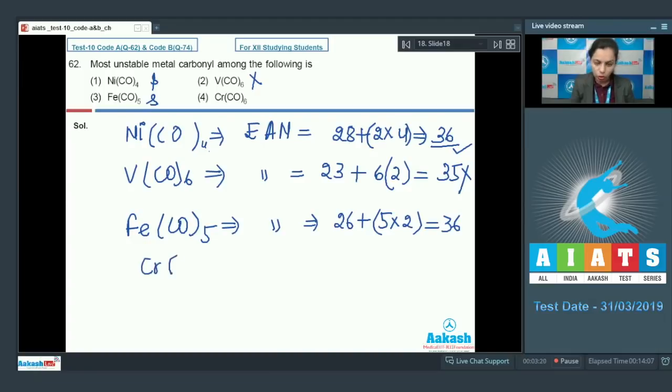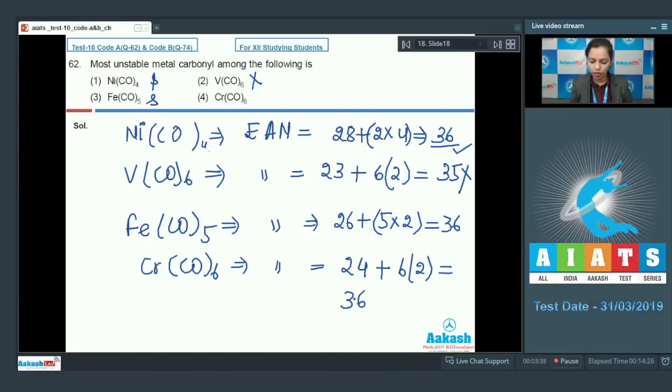Further, chromium carbonyl we have. Atomic number of chromium 24. No charge on this carbonyl. Oxidation number of chromium is 0 in this case. Plus 6 into 2, 12. So this is also 36. This is also stable. Only one is unstable. That is given here in option 2. So the answer becomes option 2.